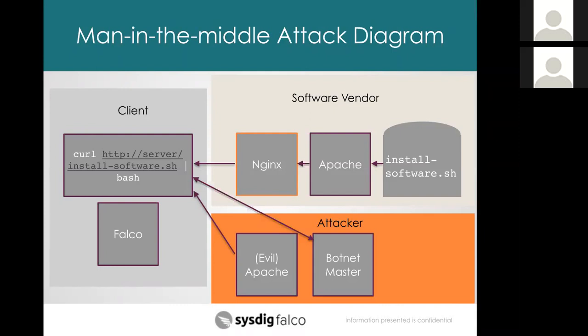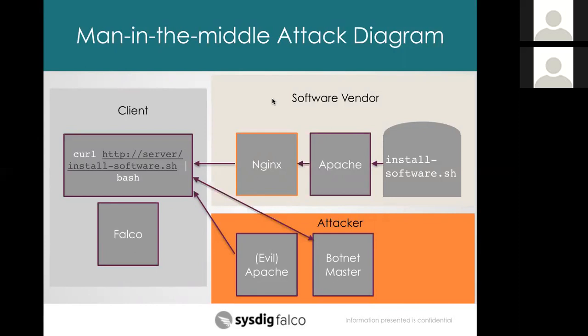So here's the setup for the hypothetical scenario. In the upper right, we have some components set up by the software vendor. Let's say they've got install software.sh sitting on some file system somewhere. They've got some web servers like Apache that they're using to serve the software and these installation scripts. But in front of it, let's say they have something like Nginx acting as a reverse proxy. This is really common. People use Nginx for things like SSL termination, for load balancing, maybe caching of static content like images. So it's really common to see web servers with reverse proxies in front of them.